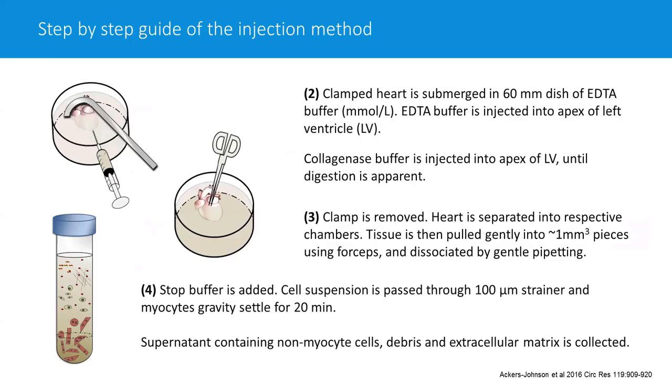The cell suspension then will contain cardiac myocytes, but also non-myocyte cells, and also little pieces of the tissue, and will be strained through a 100 micrometer strainer, and myocytes will be allowed to settle by gravity for around 20 minutes. So the supernatant will contain the non-myocyte cells, debris, and extracellular matrix, whereas the pellet will contain your cardiac myocytes. After that, we introduce cells to calcium in a stepwise fashion, and hopefully then after that you will have nice viable cardiac myocytes.